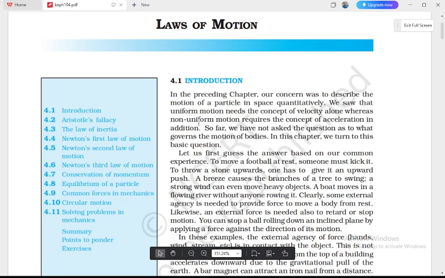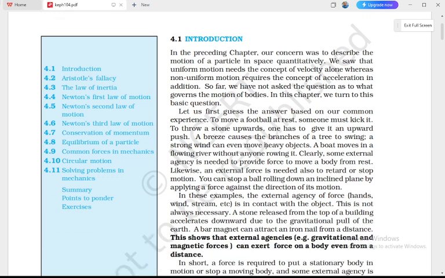First of all, let's learn line by line what is the meaning of this chapter. Laws of motion. In the preceding chapter, our concern was to describe the motion of a particle in space quantitatively. We saw that uniform motion needs the concept of velocity alone, whereas non-uniform motion requires the concept of acceleration in addition. So far, we have not asked the question as to what governs the motion of bodies. In this chapter, we turn to this basic question.